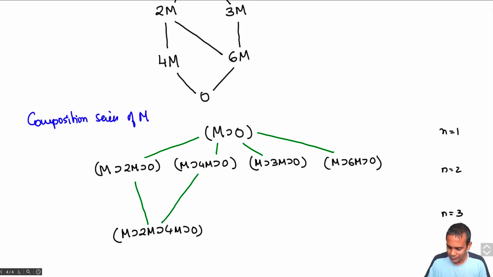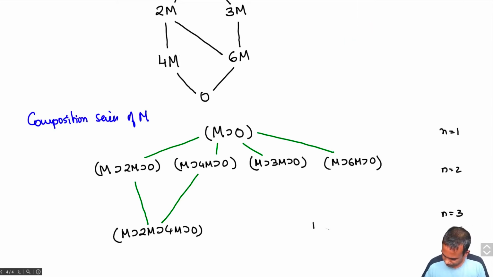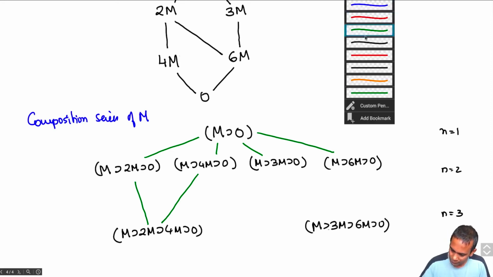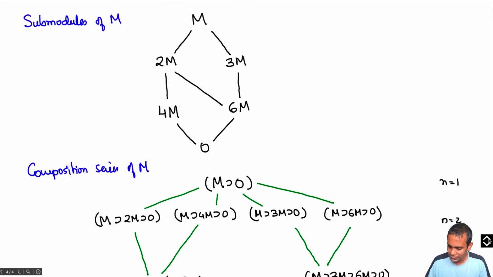We can refine it by adding 6M: M contains 3M contains 6M contains 0. And this is going to be a refinement of these 2 composition series. But there's one more composition series where you take this diagram and go across from the left to the right.